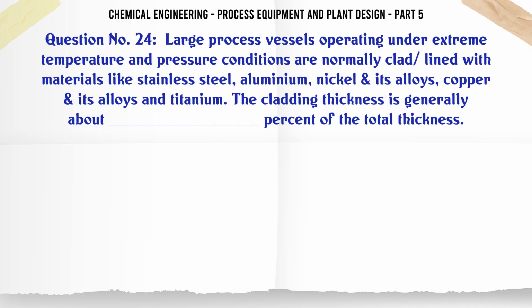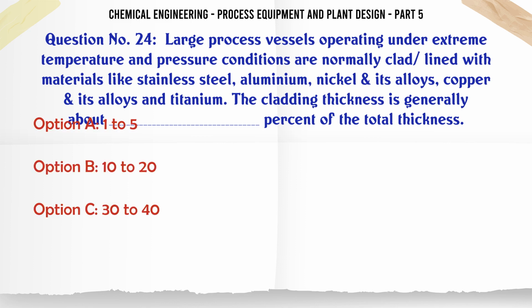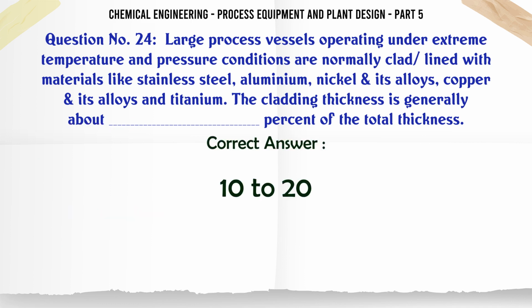Large process vessels operating under extreme temperature and pressure conditions are normally clad lined with materials like stainless steel, aluminium, nickel, its alloys, copper, its alloys, and titanium. The cladding thickness is generally about blank % of the total thickness. A. 1 to 5, B. 10 to 20, C. 30 to 40, D. 40 to 50. The correct answer is 10 to 20.